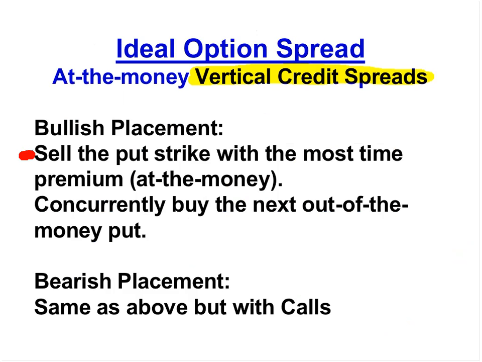We're going to sell the put strike, the at-the-money put strike, the one that has the most time premium. And then we're going to go out of the money to the next put strike and buy and create a pretty tight at-the-money credit spread. All right, and in the bearish sense, we would do the same only with the calls.